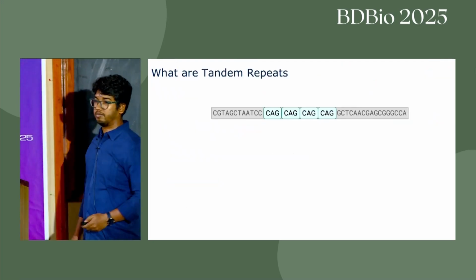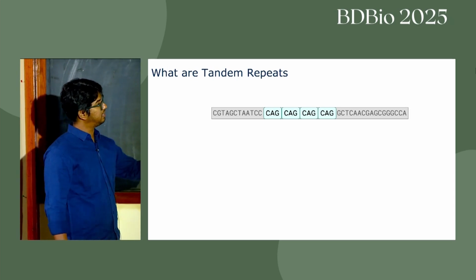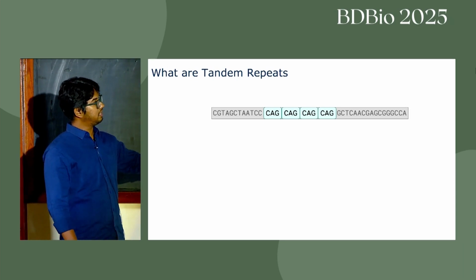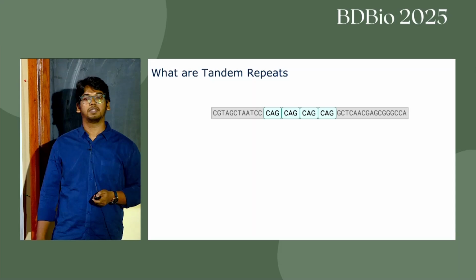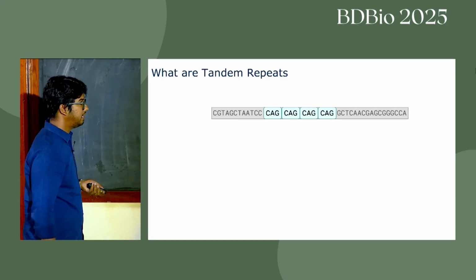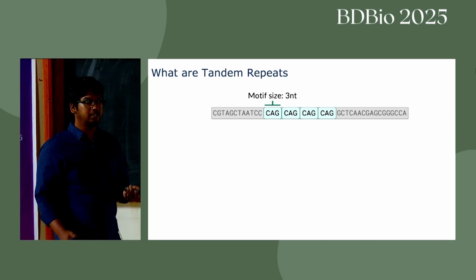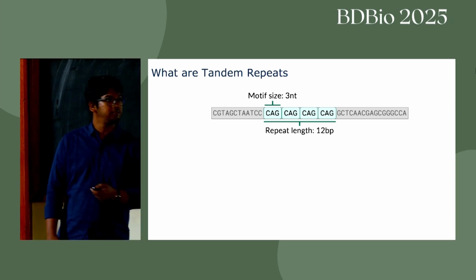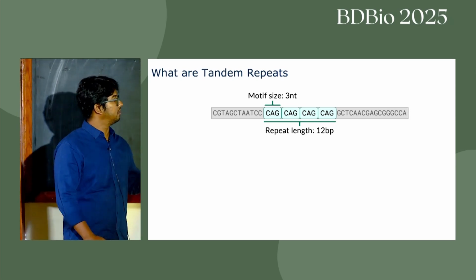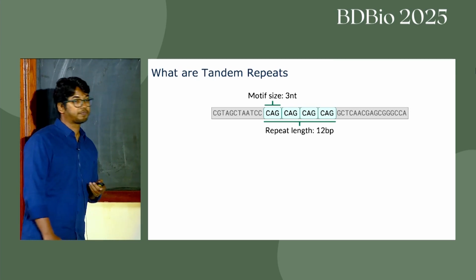So what are tandem repeats? Shown here is an example of a trimer repeat. As you can see, in between this sequence, there is this repeat CAG that comes again and again in tandem, right? Which is why they're called tandem repeats. So you could say that the motif size is 3 nucleotides here, it's a trimer, and the overall length of the repeat is 12 nucleotides, or 12 base pairs, because you have 4 repeating units, right?